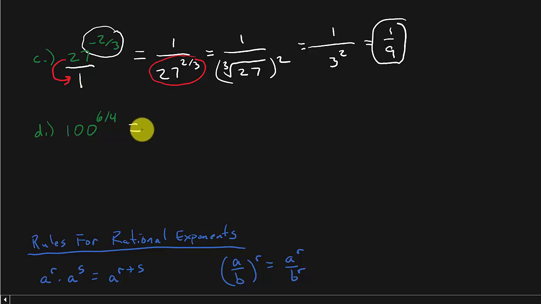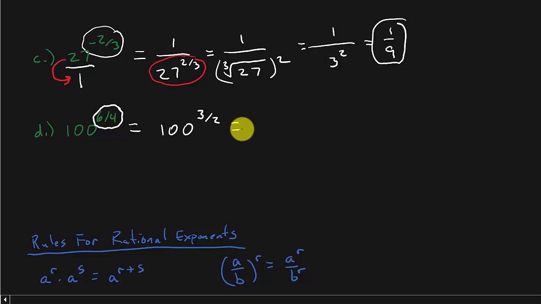So I've got 100 raised to the 6/4. So this is going to be 100, and what do you think I'm going to do? That's right. If you guessed that I'm going to reduce the fraction, then you got it right. You see the 6/4 here, that will reduce. And so I just reduced the fraction.